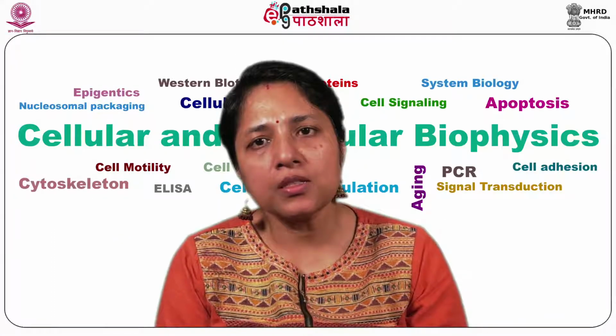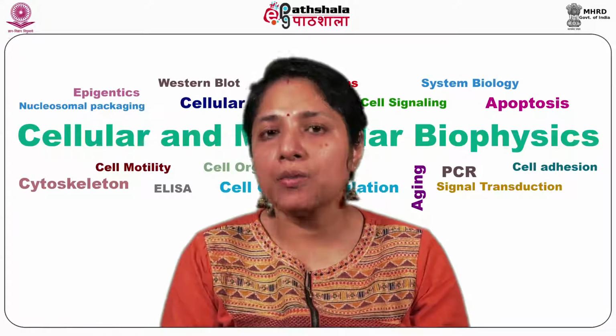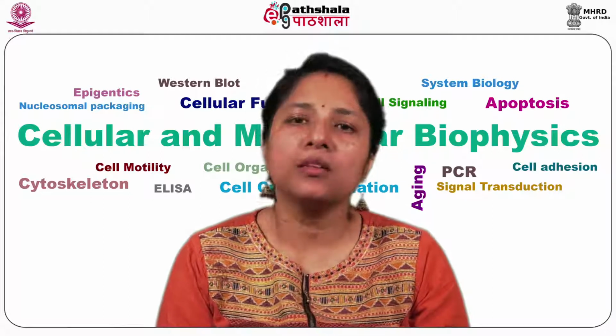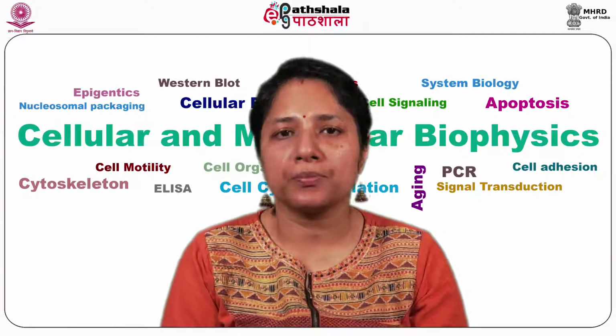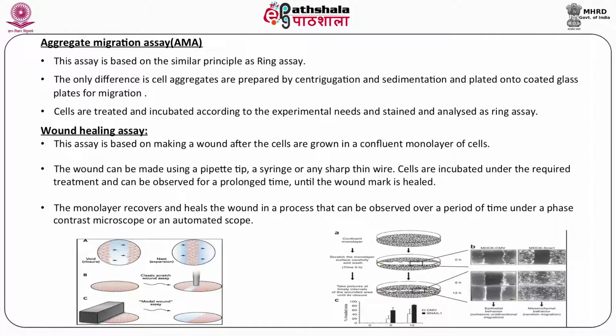The only difference is that cell aggregates are prepared by centrifugation and sedimentation and plated onto coated glass plates for migration. Cells are treated and incubated according to the experimental requirements and then stained and assayed as in the ring assay.